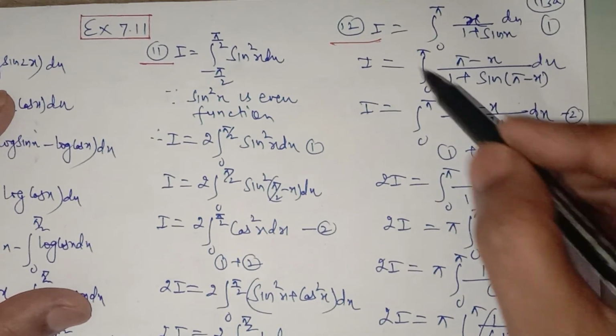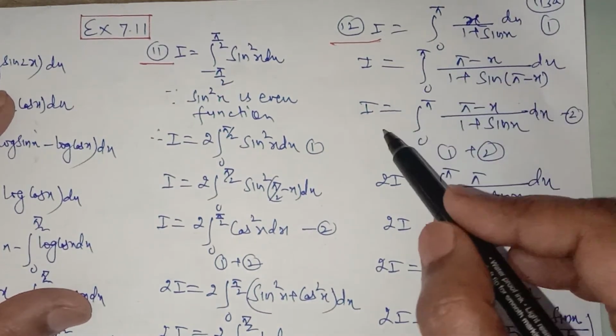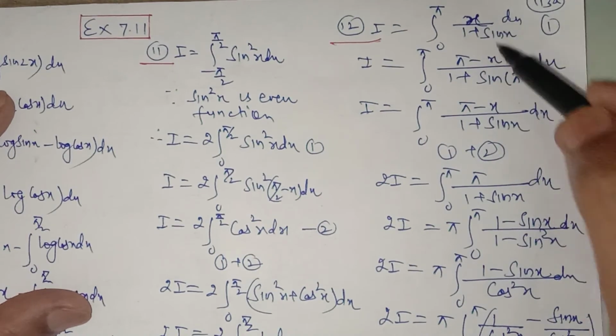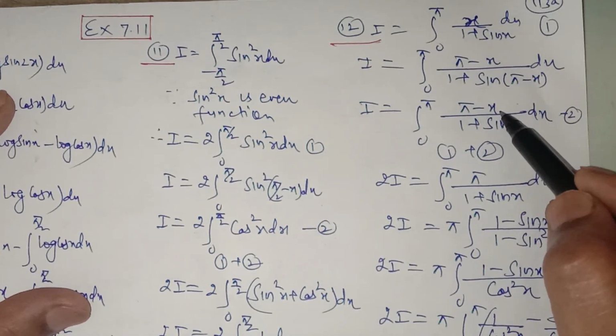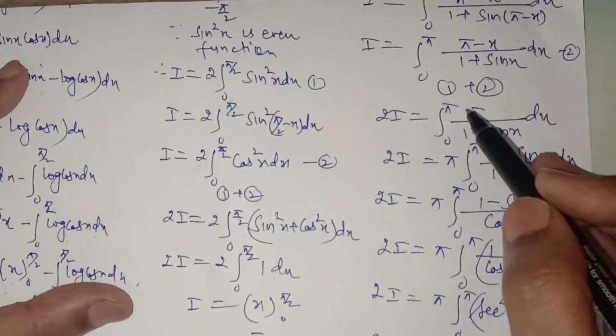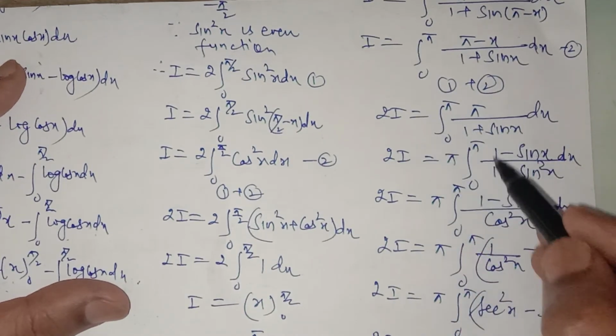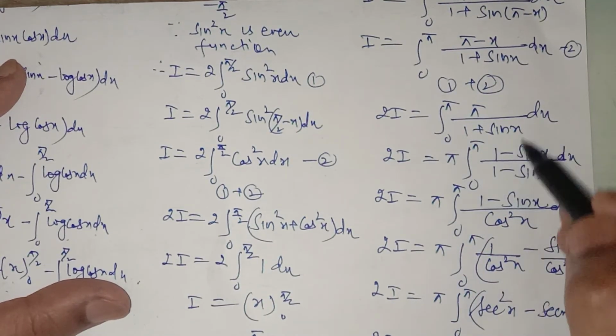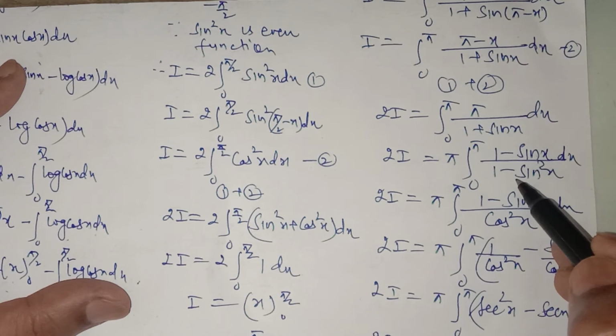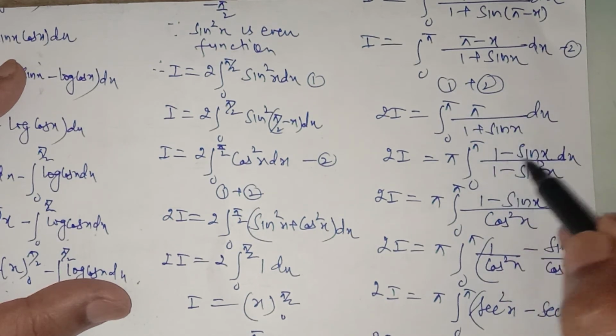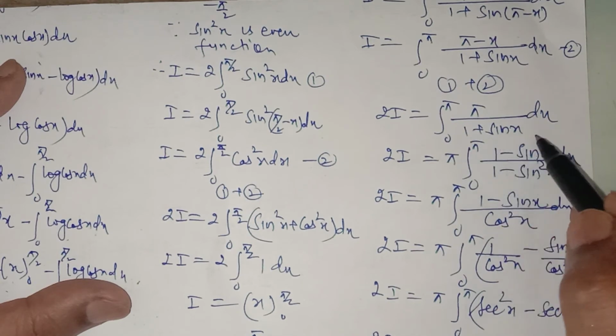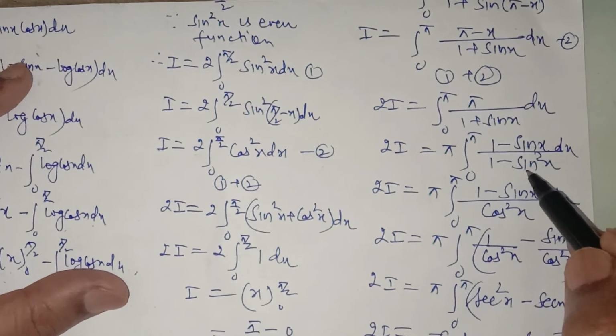We have only I on the left, so we will have 2I. I plus I is 2I. When we add these two, the denominator is the same. The x will be cancelled out with this x, so it will be only pi. Take pi outside this integral and rationalize 1 plus sin x by multiplying and dividing with 1 minus sin x. So in the numerator we have 1 minus sin x. In the denominator, 1 plus sin x into 1 minus sin x will be cos square x.